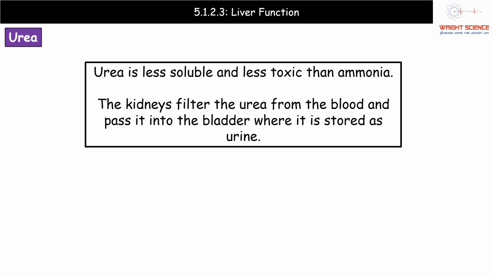The key reason that we're going to do this is that urea is less soluble and less toxic than ammonia, and what's going to happen there is the urea is then able to pass into the blood, and when it reaches the kidneys it will be filtered out, and then it will end up in the bladder where it will be stored as urine until hopefully you reach a toilet.